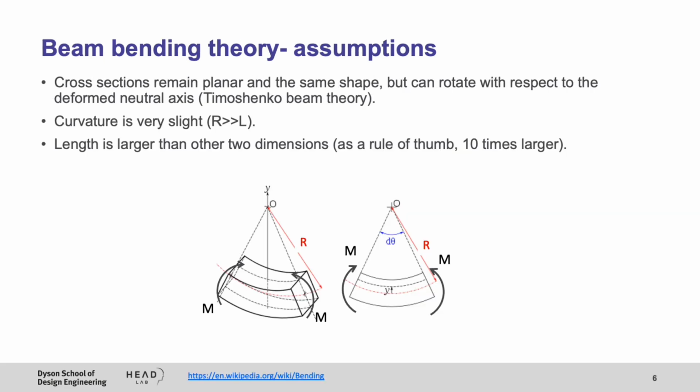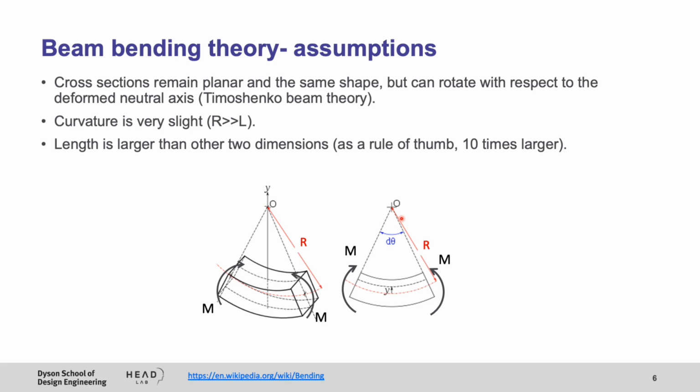So let's first review the assumptions of the beam bending theory, which will form the basis for the formulation of beam elements. In beam bending theory, cross sections remain planar and the same shape, but they can rotate with respect to the deformed neutral axis. So this is the neutral axis and this is the cross section. This theory is the Timoshenko beam theory.